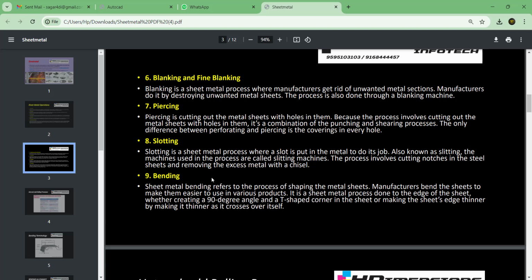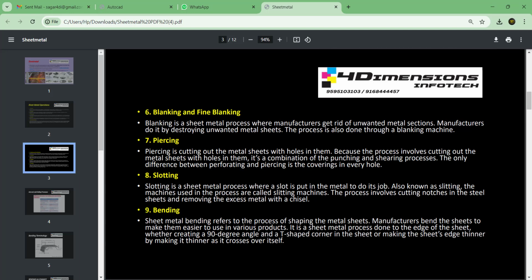So we will see what is bending. So what is sheet metal bending? Sheet metal bending refers to the process of shaping the metal sheets. Manufacturers bend the sheets to make them easier to use in various products. So basically we are going to bend the sheets at different angles and obtain different kinds of shapes and sizes of the product. Lastly, the final product will be made. So bending is a must to understand.